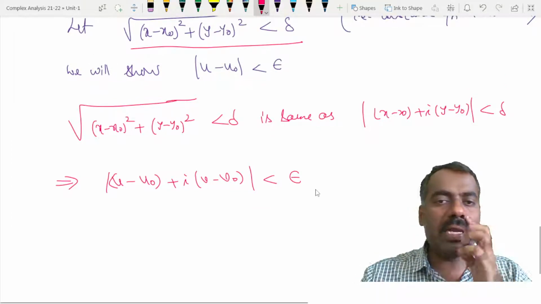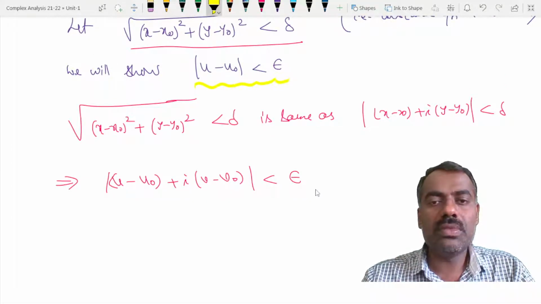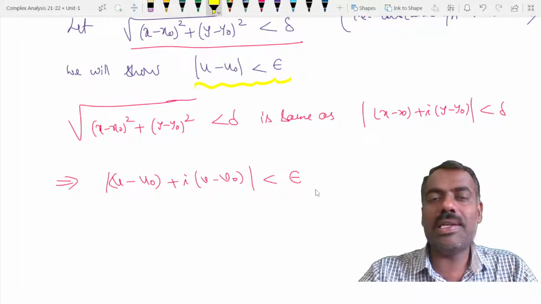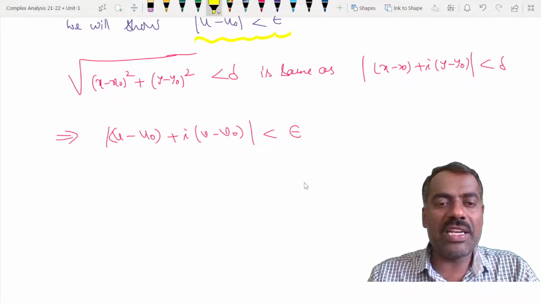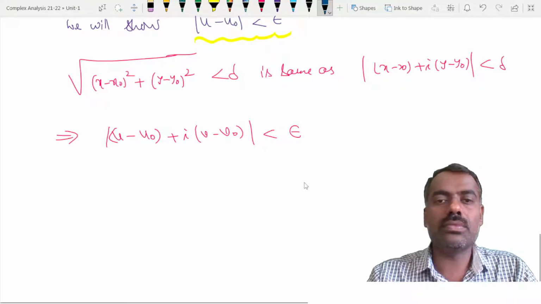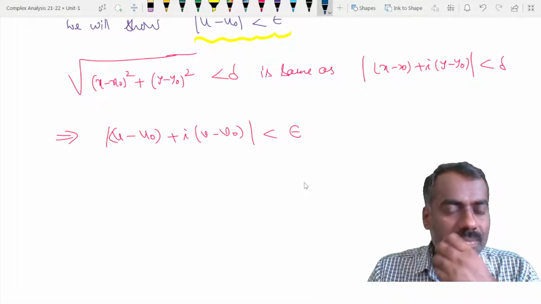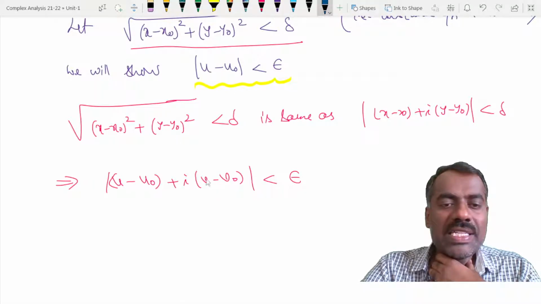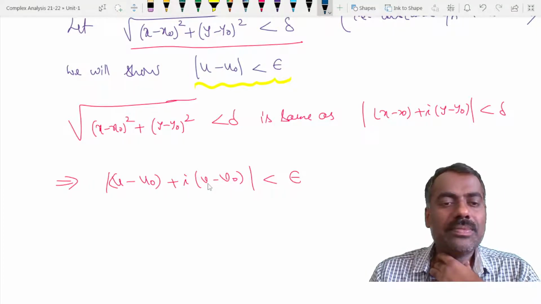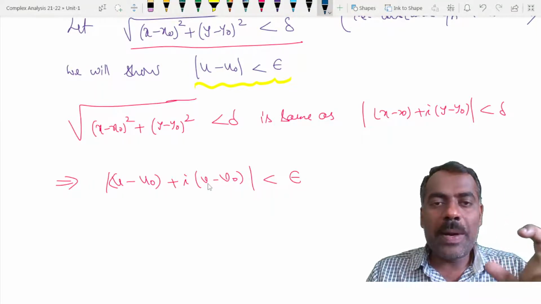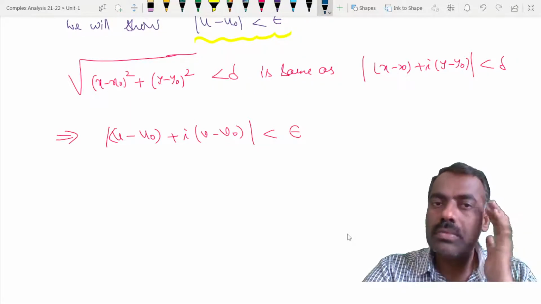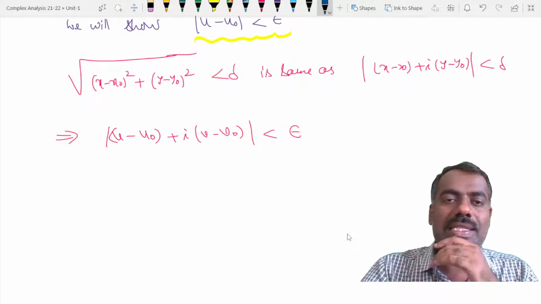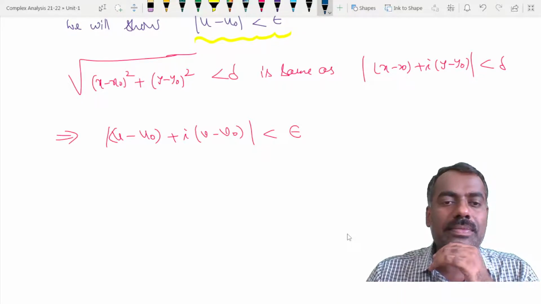From this, can somebody tell why this is immediately true? What is the relation between this mod u minus u naught and the left hand side of this inequality? This u minus u naught is already here, which is the real part of this complex number. Are you following? The real part of any complex number, when you take absolute values, is less than or equal to the absolute value of that number. Is that clear?